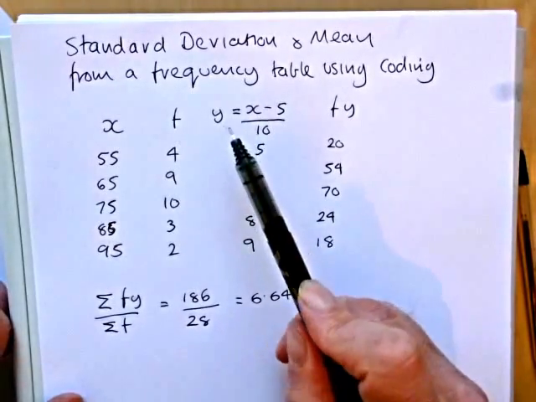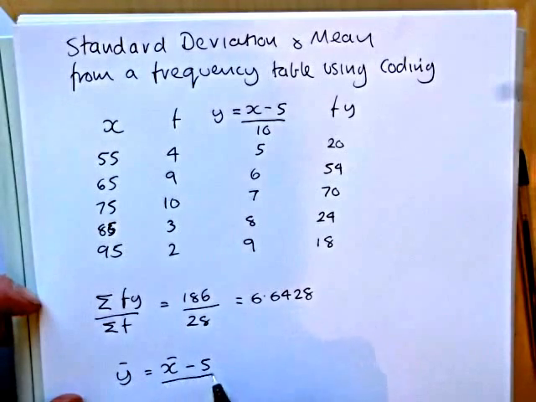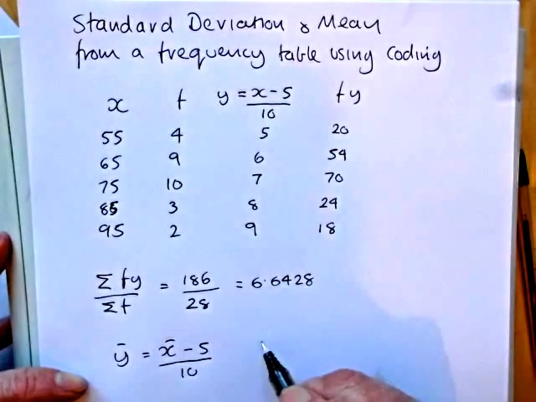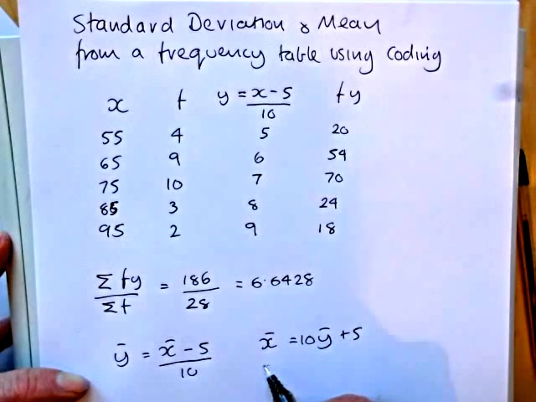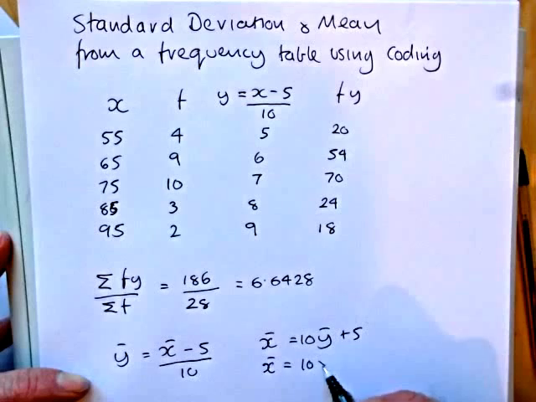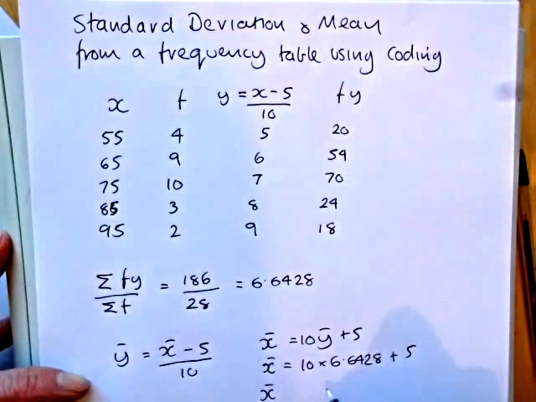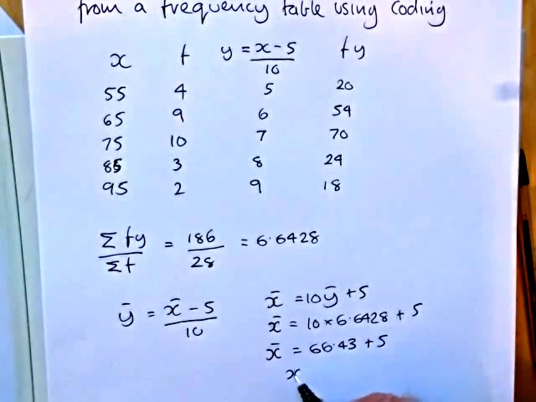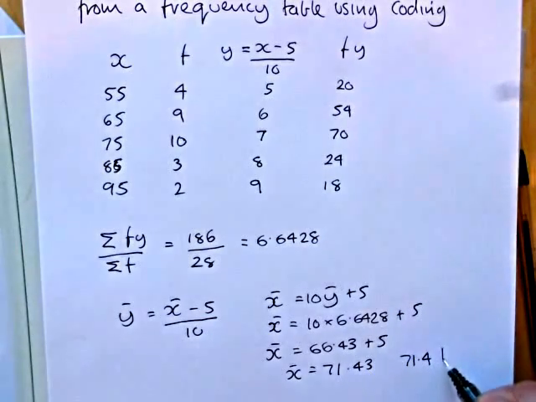Now to get back to the mean of x, I literally have to rearrange this to make x the subject. So x bar is going to equal 10 y bar plus 5. We've worked out y bar, so x bar will equal 10 times 6.6428 plus 5. That gives 66.43, I've rounded off there, plus 5, 66 and 5, 71, so we've got x bar as 71.43, and to one decimal place, 71.4.